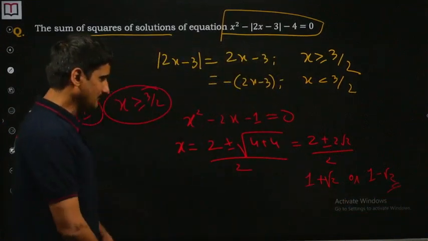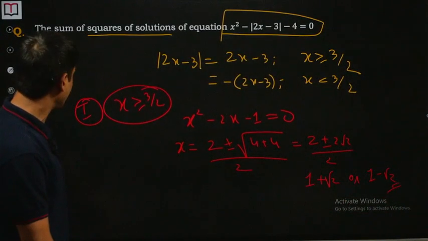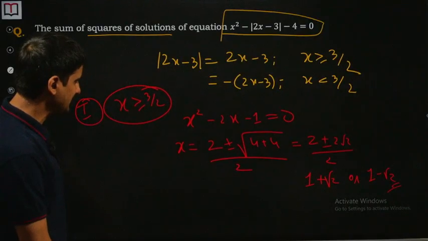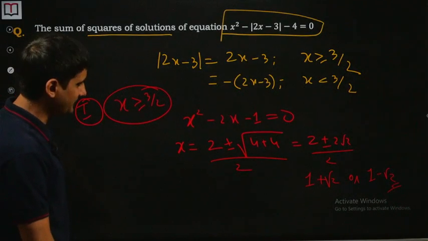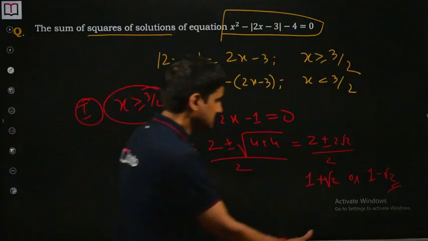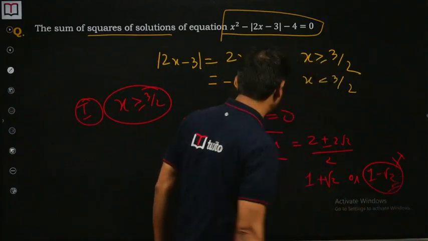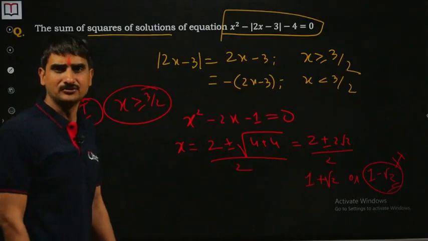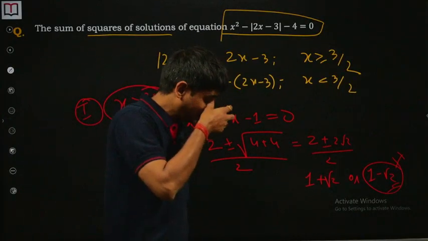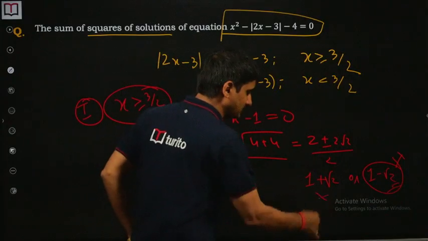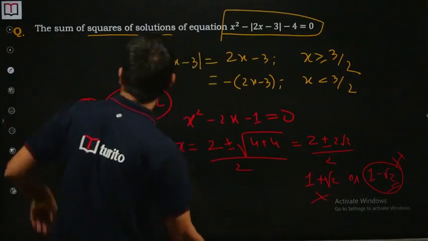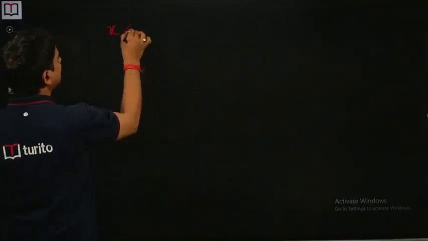Okay, so 1 plus root 2, is it greater than 3 by 2? I am afraid neither of them. 1 minus root 2 is for sure negative, so that's gone. But 1 plus root 2, root 2 is something like 1.414, so neither of them is greater than 3 by 2. So solving for the next case, when x is less than 3 by 2.